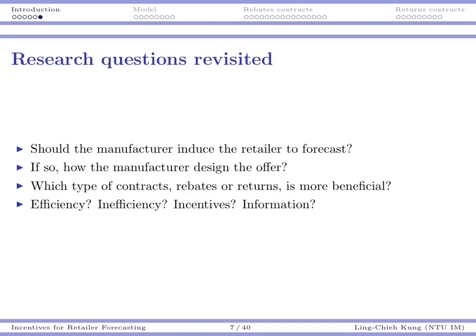So let me summarize our research questions. Should the manufacturer induce the retailer to do forecasting? If so, how should the manufacturer design the offer? Which type of contracts, returns or rebate, is more beneficial for the manufacturer? And in any case, or under any equilibrium, we talk about efficiency and inefficiency. We talk about the incentive issues and how information asymmetry affects their behaviors in this particular problem. Okay, so that's the introduction of this problem. Thank you.